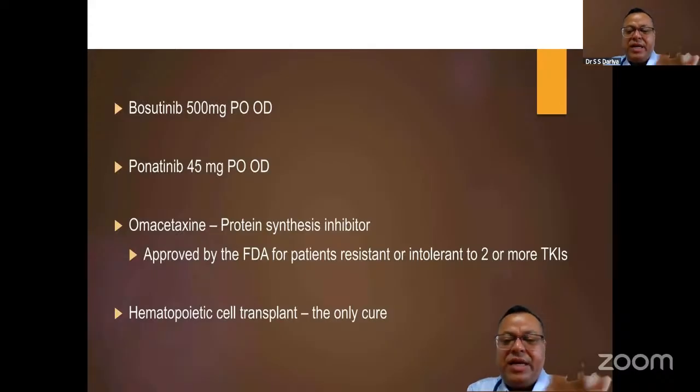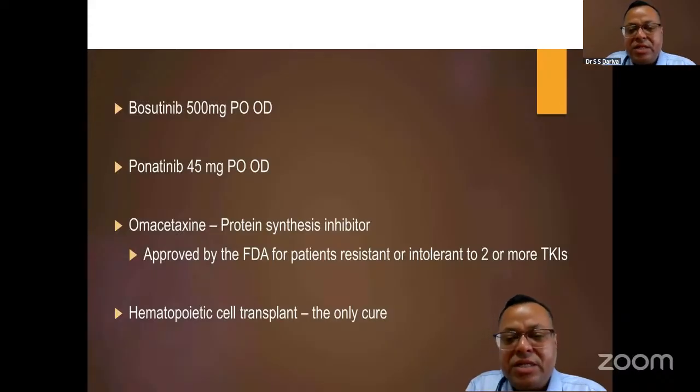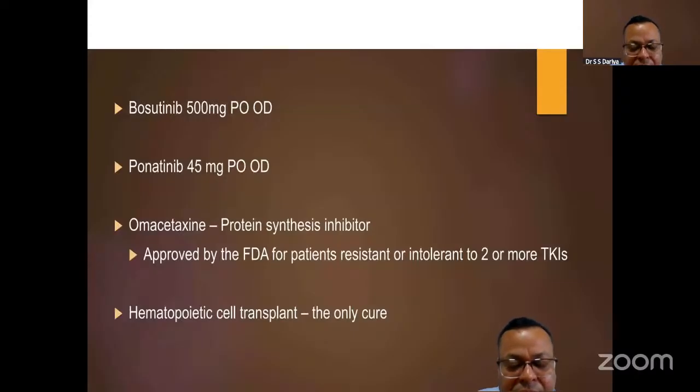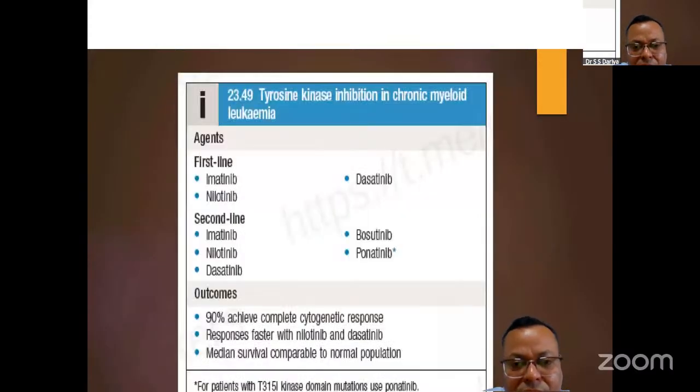So if we are giving 2 TKIs and the patient is still not controlled, then we have to start omacetaxine, that is a protein synthesis inhibitor. And the hematopoietic stem cell transplant is the only cure by which we can cure the disease. These are the TKIs. First line: imatinib, nilotinib, dasatinib. And these are the second line. 90% achieve complete cytogenetic response, and response is faster with the second line. Median survival is comparable to the normal population.